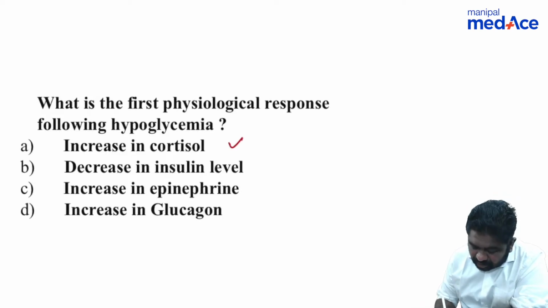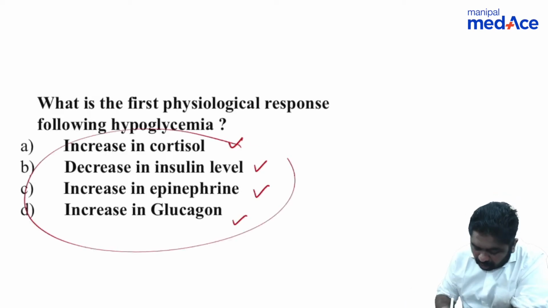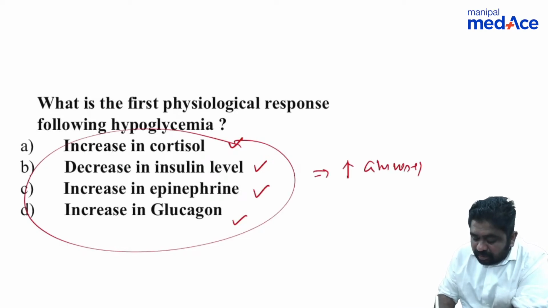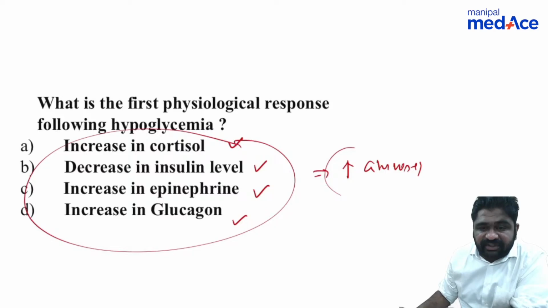Is it increase in cortisol? Is it decrease in insulin level? Is it increase in epinephrine? Is it increase in glucagon? Because all of them can actually raise the glucose values. But the point is, which happens first? Who comes first?